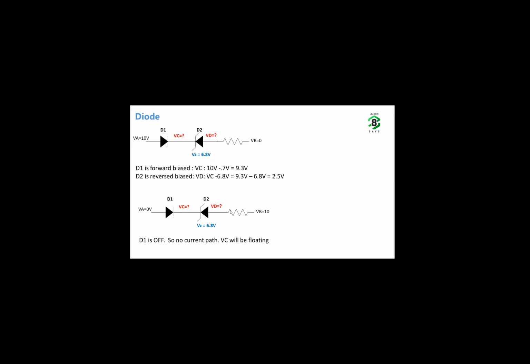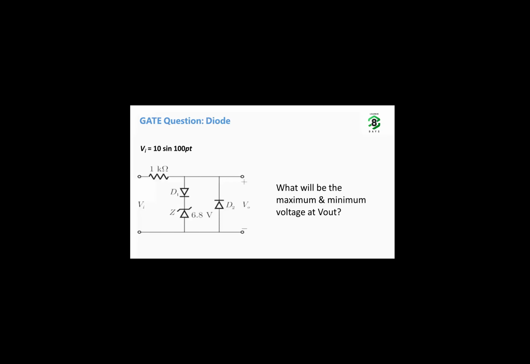In the second case, if you solve it carefully, you'll see the diode will be off. Since the right node of the diode is at 10 volt and the left node is at 0 volt, ideally from an industry perspective, we'll call VC floating, not 0 volt. And since there is no current flowing, the voltage at VD will also be 10 volt. Now why I shared this question is, I'll very quickly go through it so that you can see why I shared those concepts.